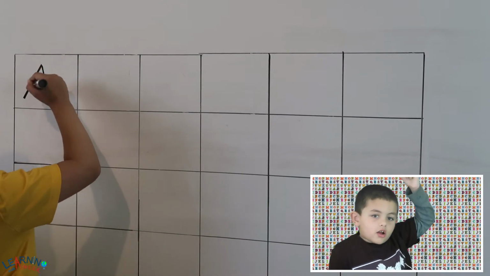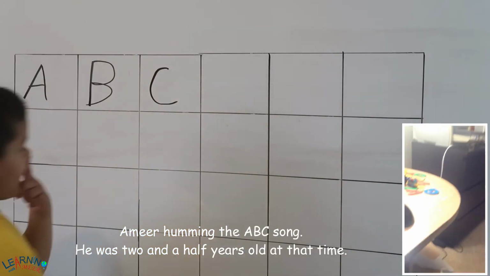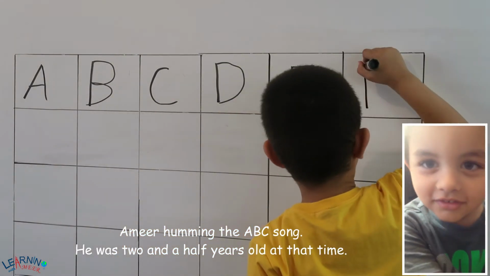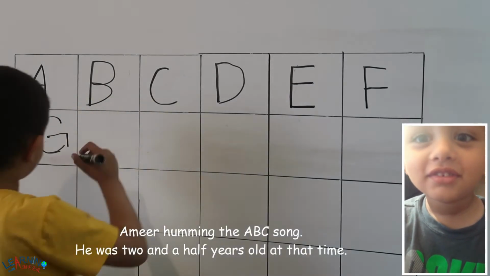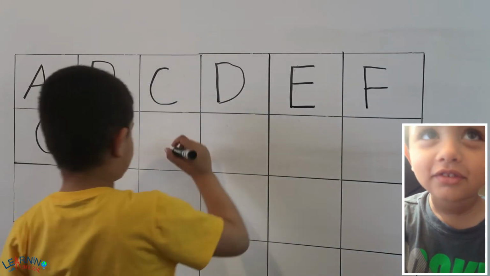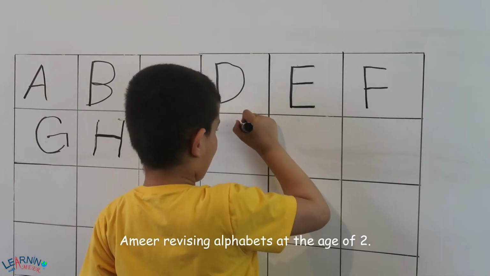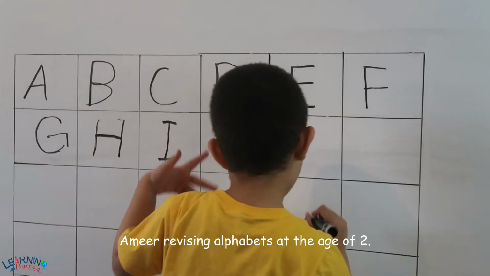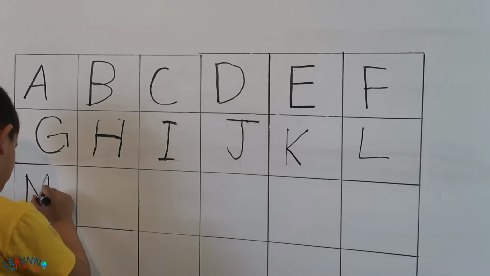Now let's write uppercase alphabets on a whiteboard. A, B, C, D, E, F, G, H, I, J, K, L, M, N, O, P, Q, R, S, T, U, V, W, X, Y, and Z.